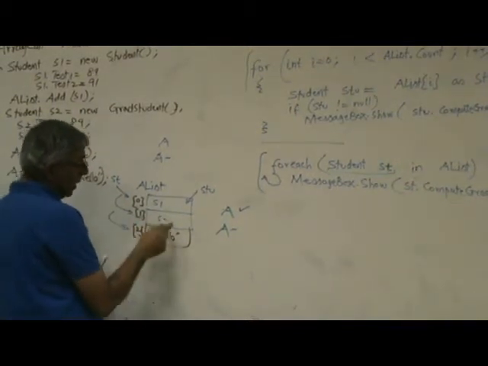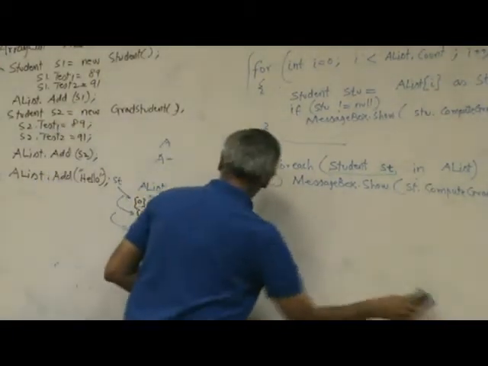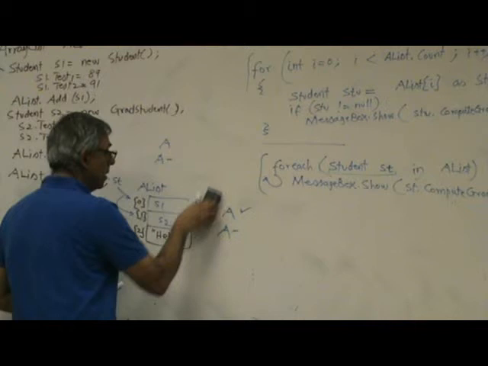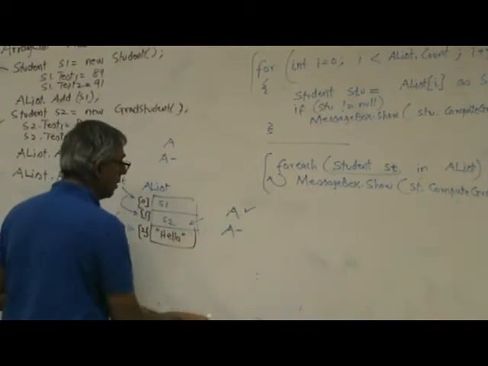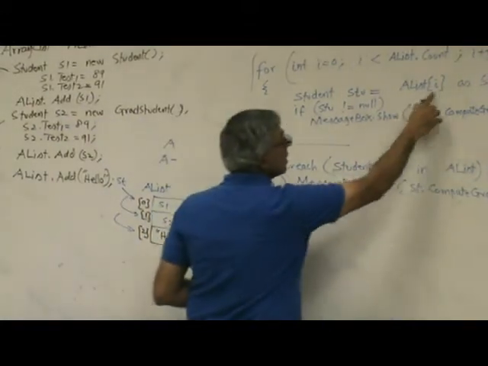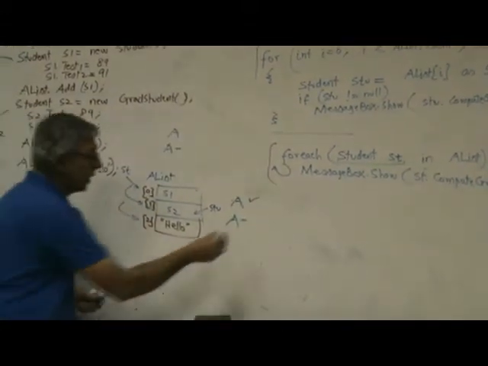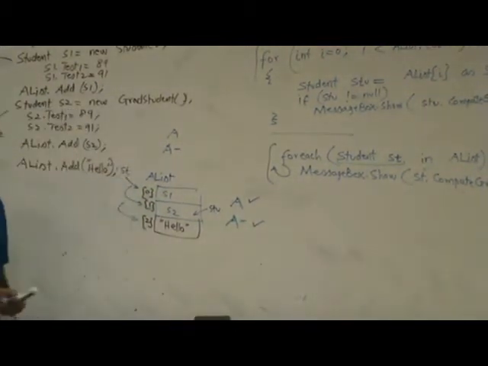Second time through this loop, student S2 equal to A list of 1. What's A list of 1? So stu is pointing over here in the second time through the loop, correct? And can this be converted to a student? Yes, so stu will point over here. So it will print out A minus, no problem.